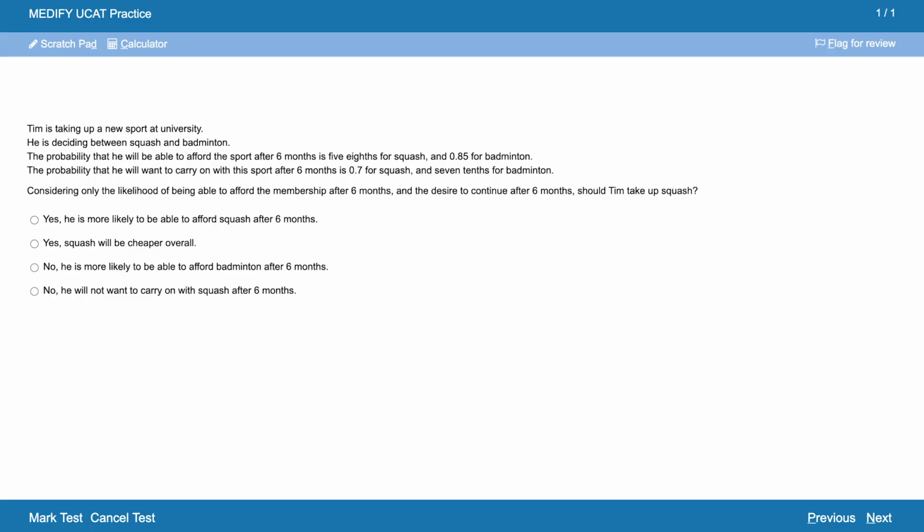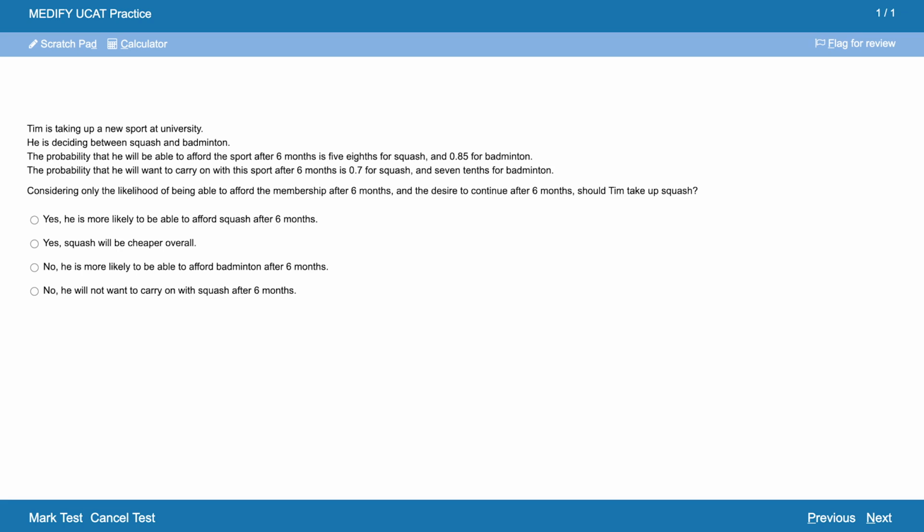Therefore, if there is equal probability that he wants to carry on both sports the same amount after 6 months, this is no longer a deciding factor in this question. So now we only have to consider whether he will be able to afford the sport after 6 months. So looking at the probabilities of whether he can afford it, he's more likely to be able to afford badminton over squash after 6 months.